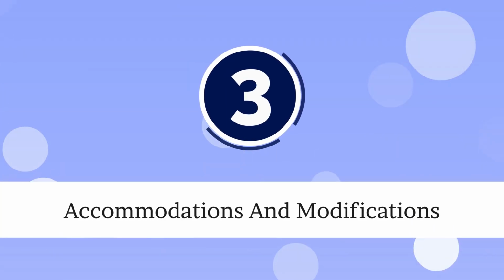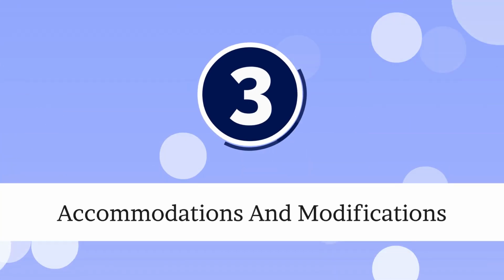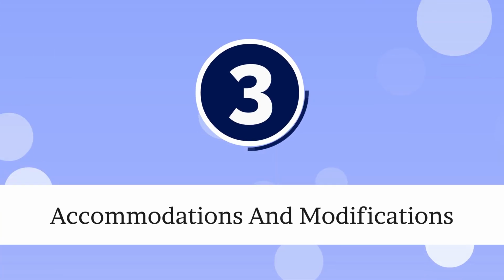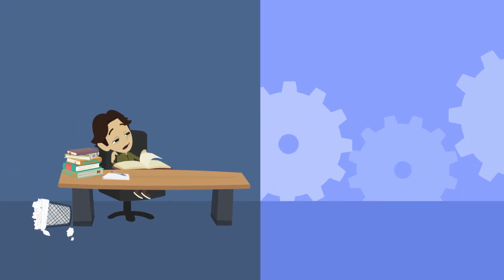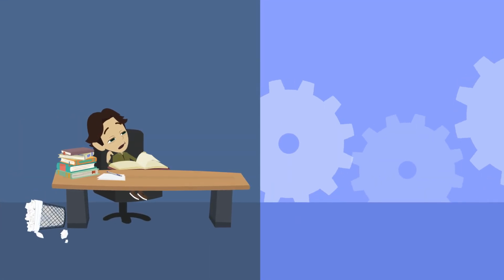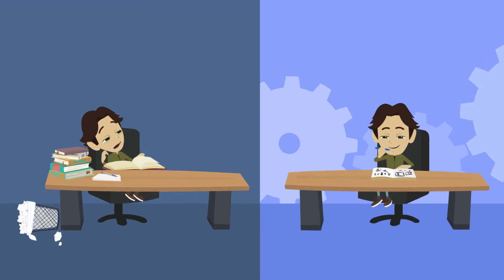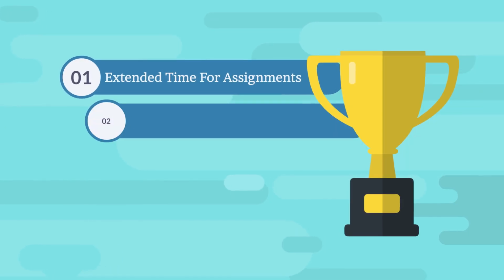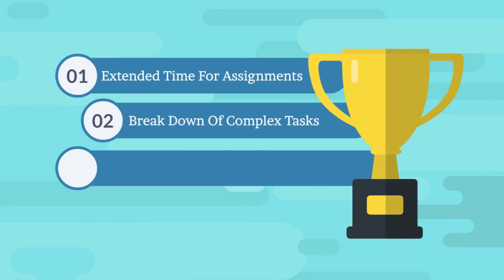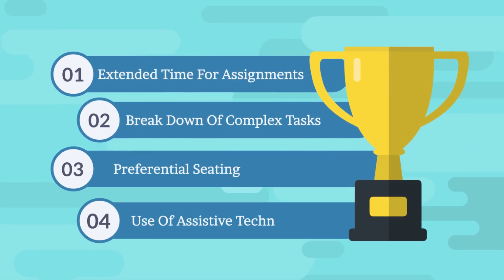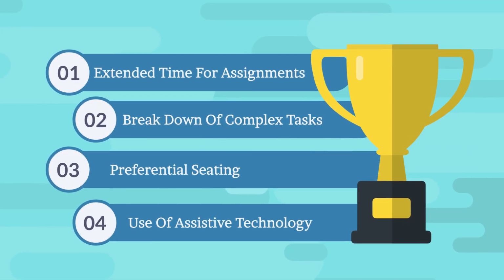Let's address accommodations and modifications. These are the tools that level the playing field for your child. In my classroom, I've seen how the right accommodations can transform a struggling student into a confident learner. Common accommodations include extended time for assignments, breakdown of complex tasks, preferential seating, use of assistive technology.